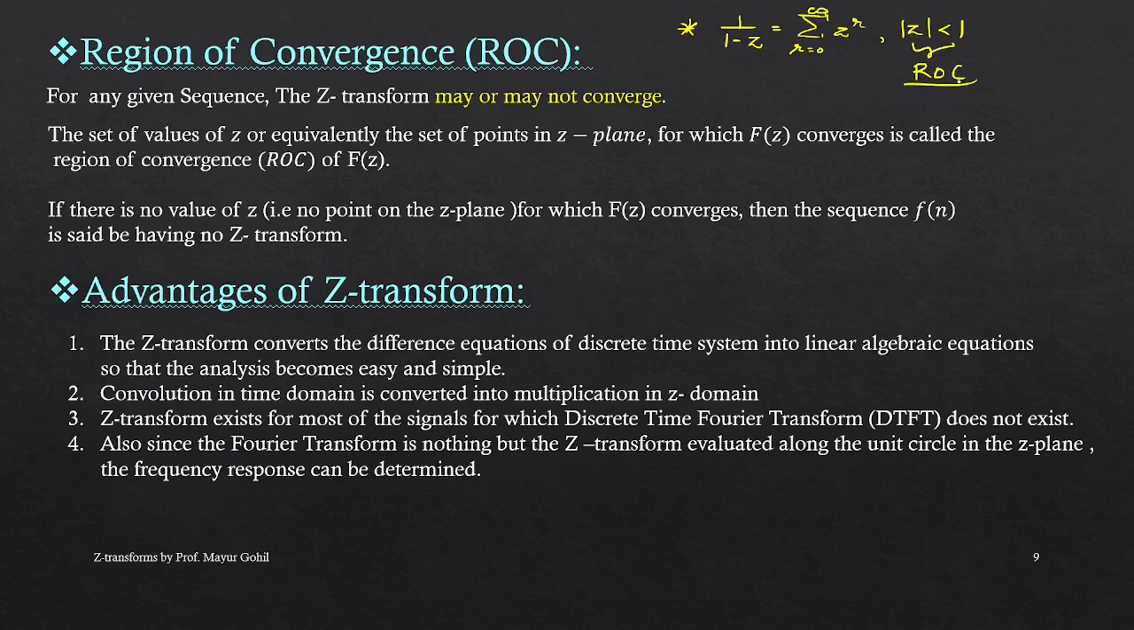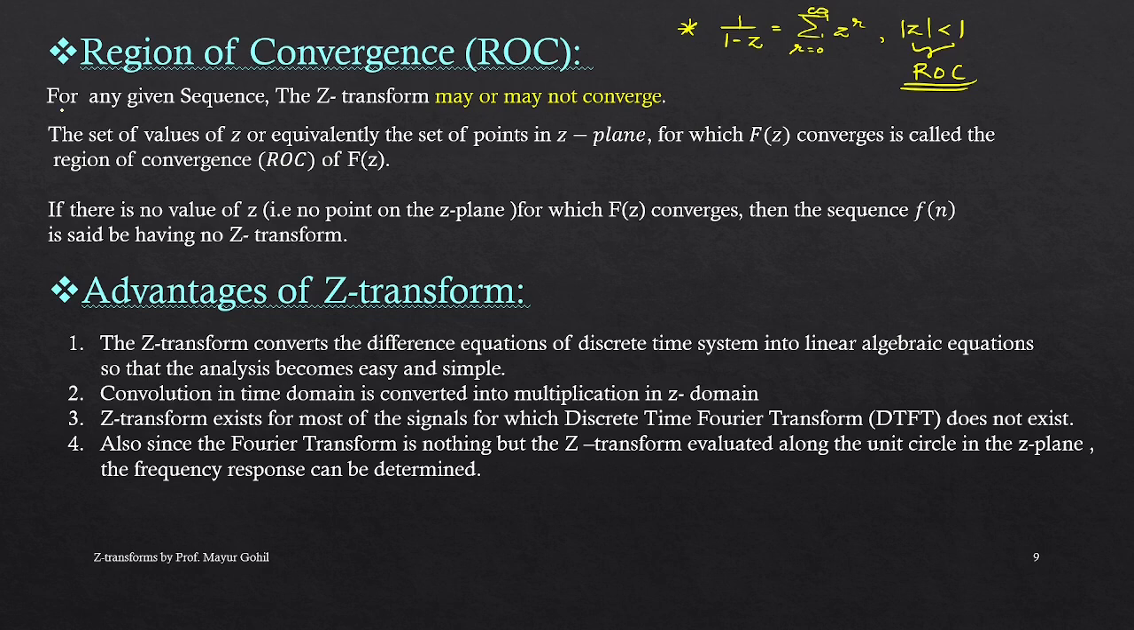So this condition that is there is called ROC. This is ROC. If this ROC changes, then we would not be able to get the same answer, and things would change a bit. So that is why ROC is very important all across the chapter of Z transform.